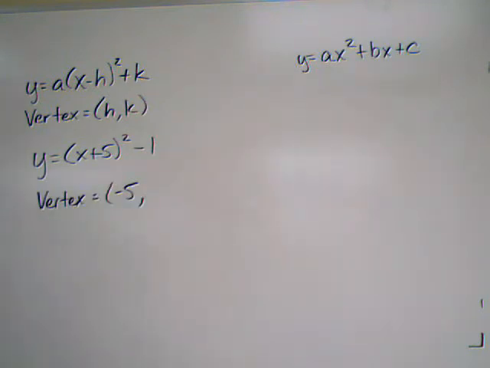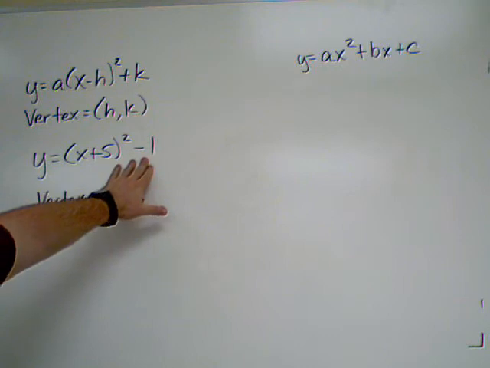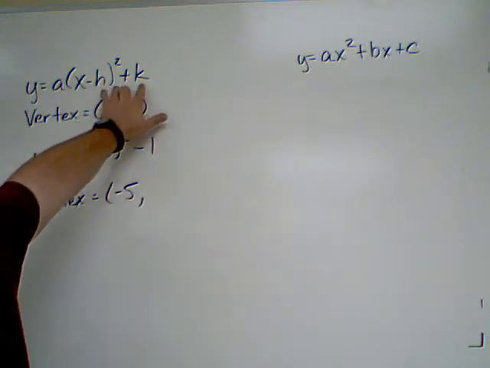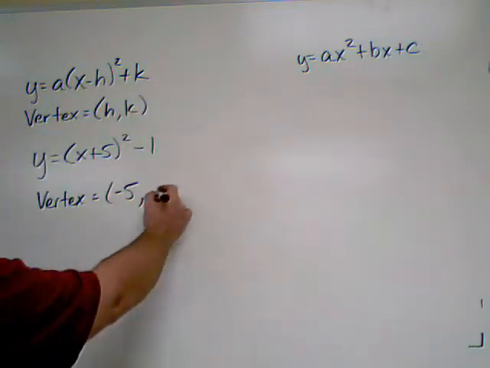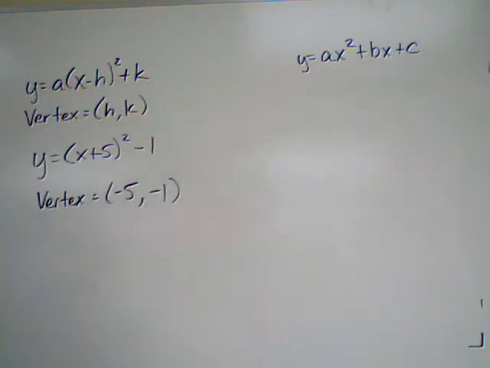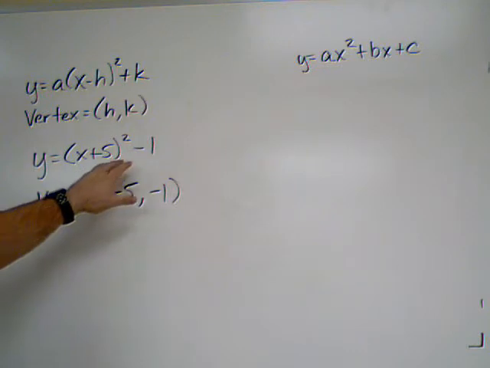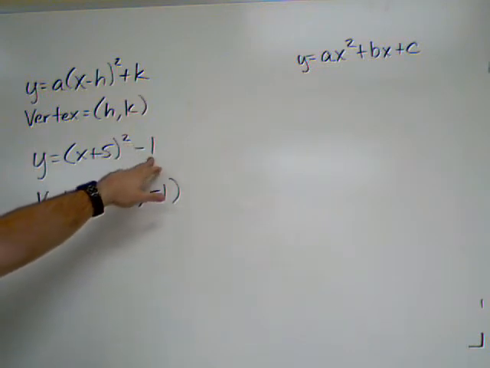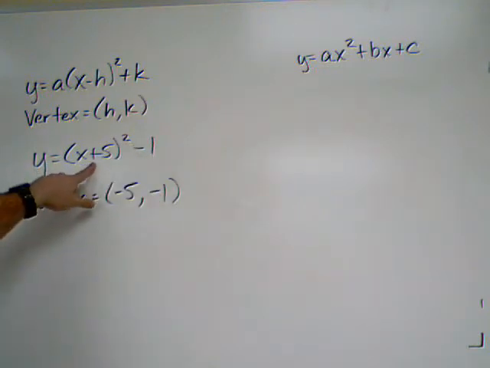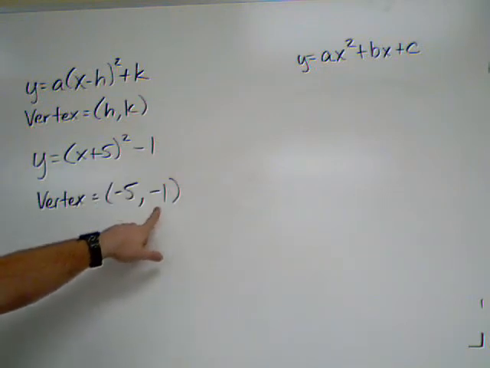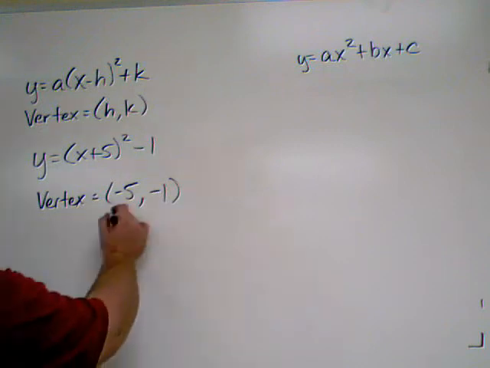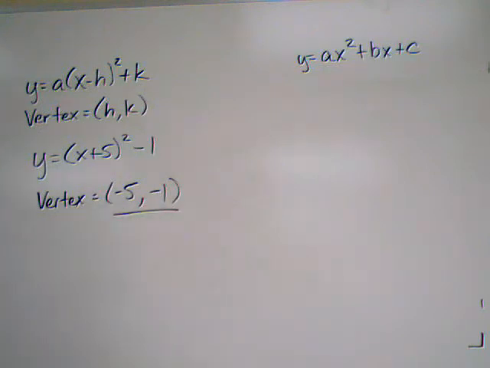K is going to work the same way. You notice we have -1. In our original formula we have plus k. So for this to work, our k value is negative. So if you look at your vertex form of a quadratic equation, you have (x plus 5) squared minus 1, you're going to have to take the opposite sign that's in here for x, but you're going to take the sign with it for k. So our vertex is -5, -1.